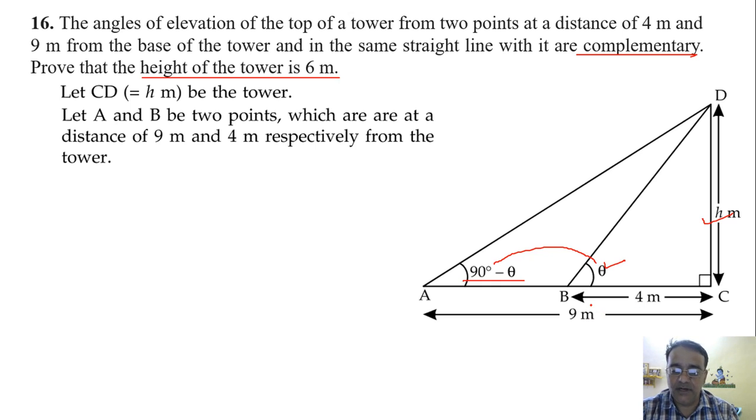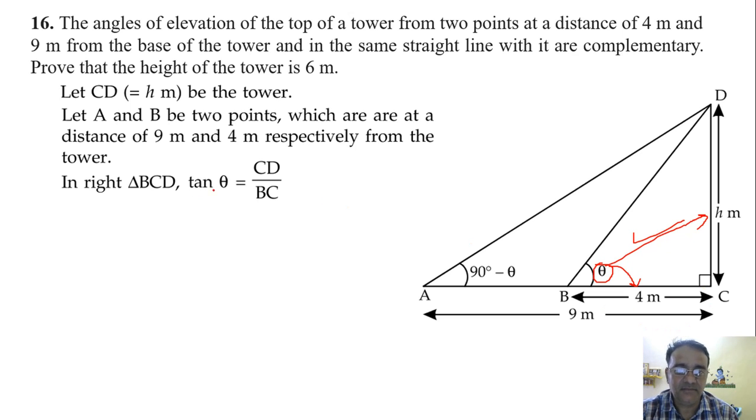Now we'll use both the triangles one by one. So we'll take the first triangle BCD, the smaller one. In triangle BCD, tan theta is equal to opposite by adjacent. So that is CD upon BC. CD is H and BC is 4. So we'll get H upon 4. Let it be equation number 1.